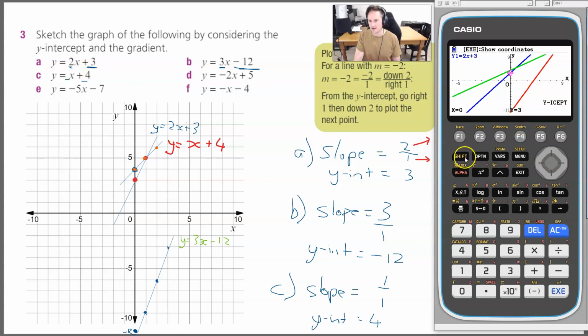So if I go that again, if I go Shift, G-solve, y-intercept, which one? I'll move up to this one. See how it's kind of blinking? I just moved up to that green one there. Execute, y equals 4, which is the same as what we've got. So the calculator can show you the y-intercept.